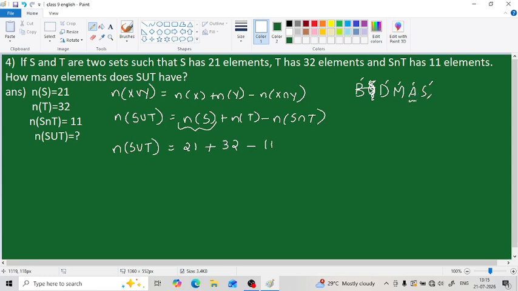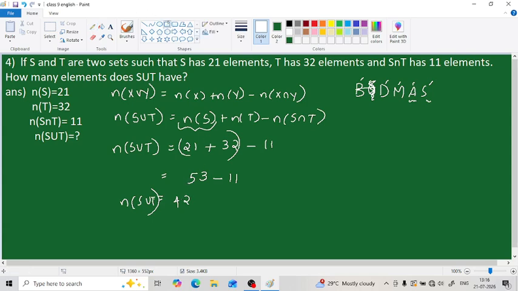What does it mean? After addition we have to do subtraction, A and S coming in that order. So first we have to add these elements, then we have to subtract. So 1 plus 2 is 3 and 3 plus 2 is 5, so 53 in total, minus 11. 5 minus 1 is 4, 3 minus 1 is 2. So N of S union T has 42 elements in total.